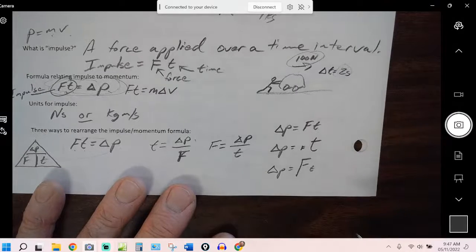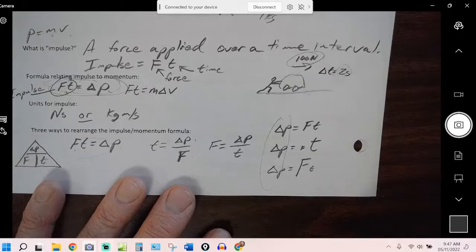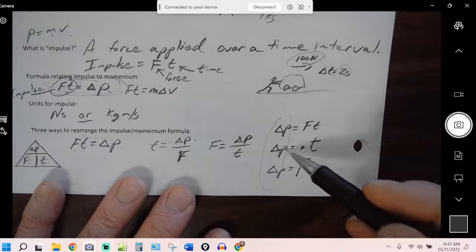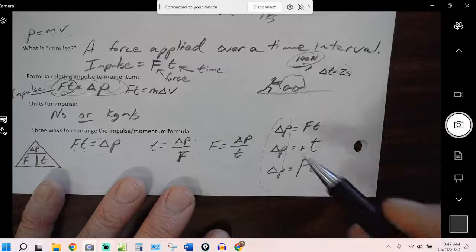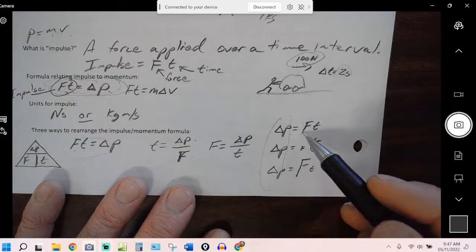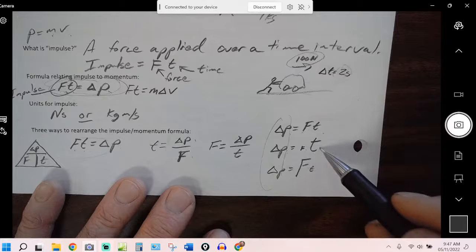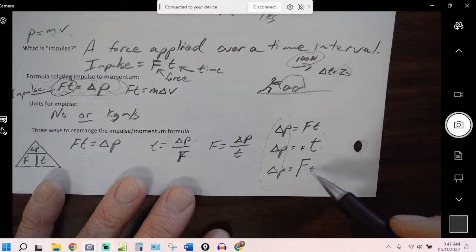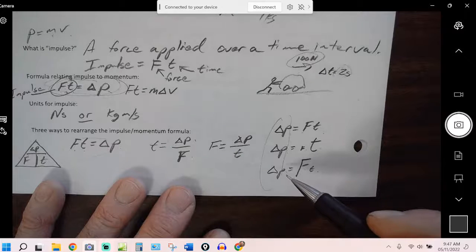So if you're getting in a car accident, what kind of delta P do you want? Top, middle, or bottom? If you had to choose, which way you're going to have it in a car accident, would you like delta P equals a medium-sized force times a medium-sized time, delta P equals a little force times a big time, or delta P equals a big force times a little time? They're all the same delta P. Little force, big time. Right.